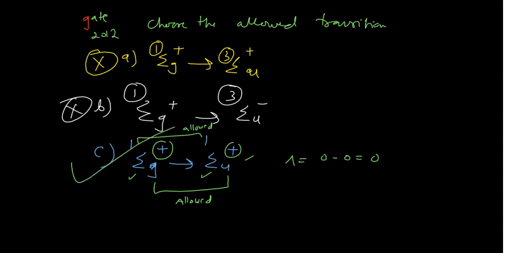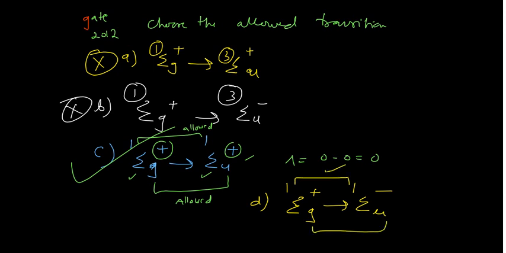And the last option in the question was sigma g with positive and 1, and the other one is u with 1 and negative. There is no problem, it is spin allowed. It is parity allowed. It is lambda allowed. There is no problem in that, but positive to negative is not allowed. The wave function sign is not allowed to change, so this cannot be your answer. So the correct answer is option C.